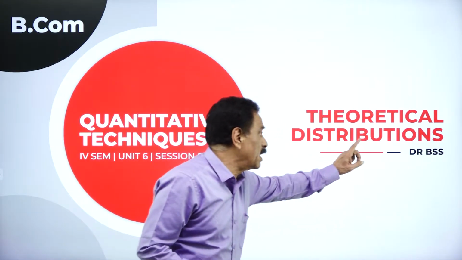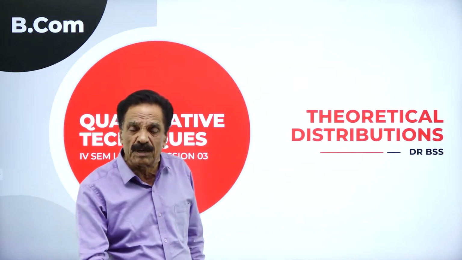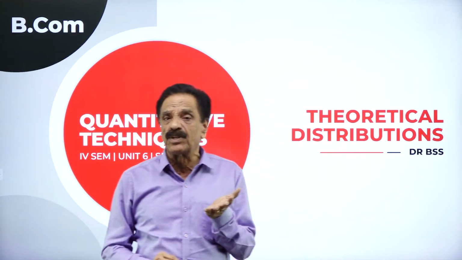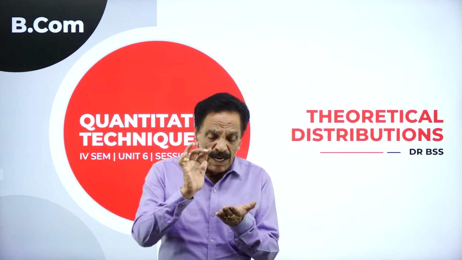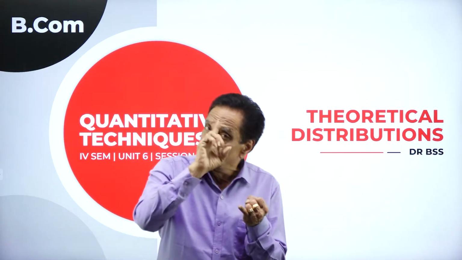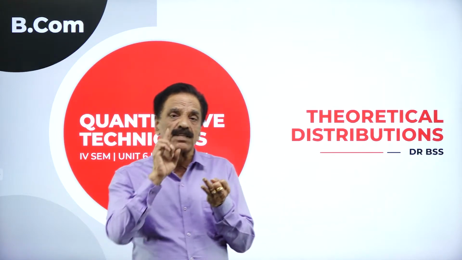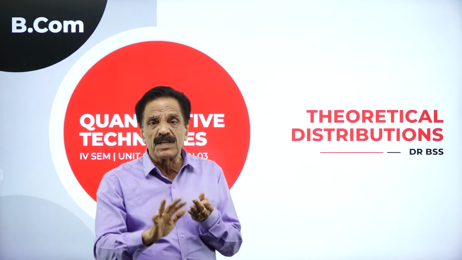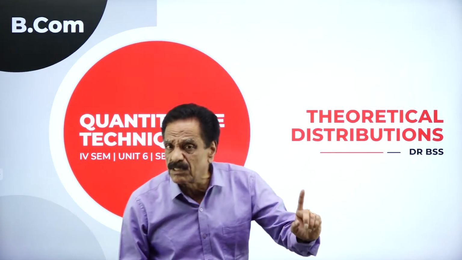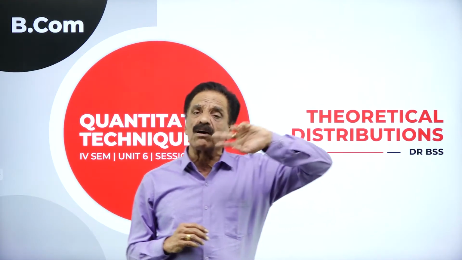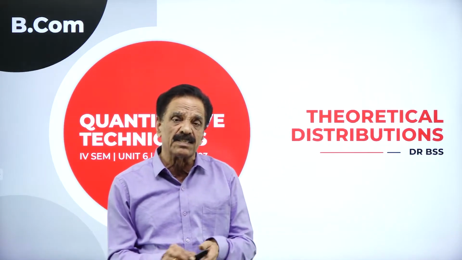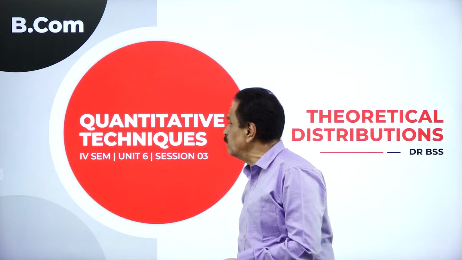We are discussing the theoretical distribution. In theoretical distribution, we have binomial distribution, Poisson distribution, and normal distribution. There are 3 distributions we are having. One is called binomial distribution, second one is called Poisson distribution, number 3 is called normal distribution. We are discussing today about the binomial distribution. In the 2 sessions also, we already discussed about the binomial distribution. This is the 3rd session. We move on to the problem now.